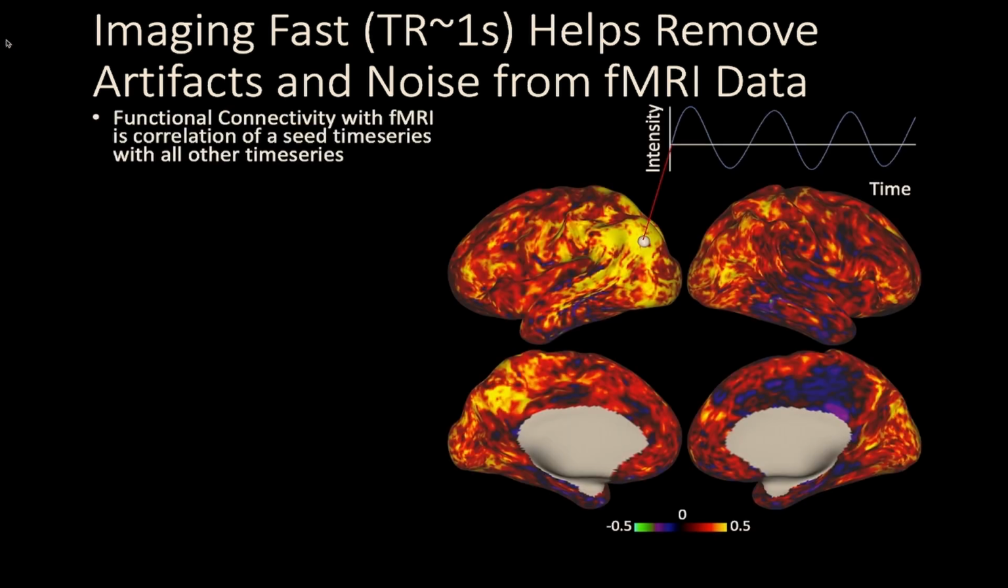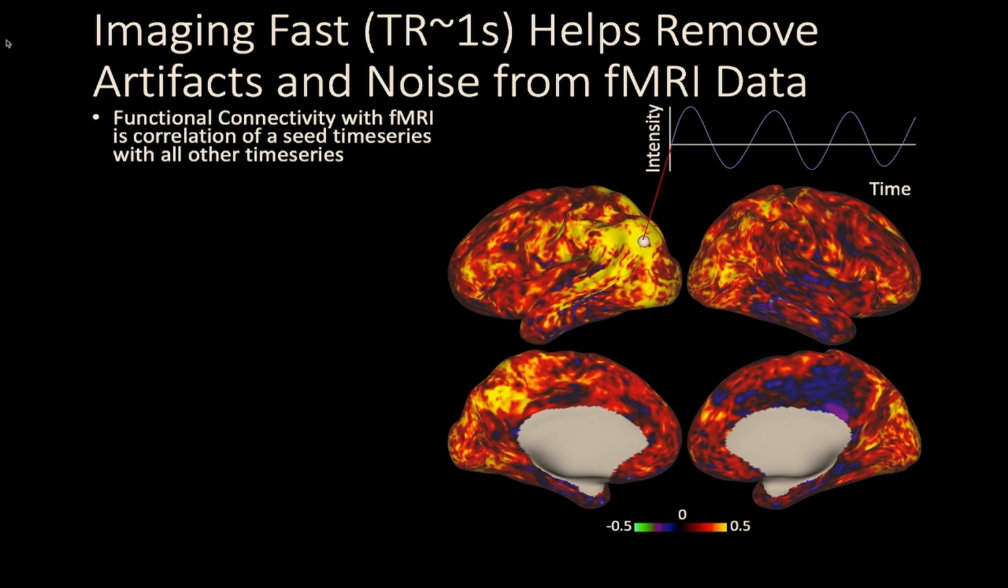So, very briefly, a point about imaging fast for fMRI: a TR of around 1 second is really helpful to remove artifacts and noise from fMRI data. Just to illustrate that, I'll show this example here. We have a functional connectivity map, the correlation of the time series in the white dot location with every other time series in the brain, displayed on the brain. And this is what we get if we put a seed in the left inferior parietal cortex here. It kind of looks like a mess.